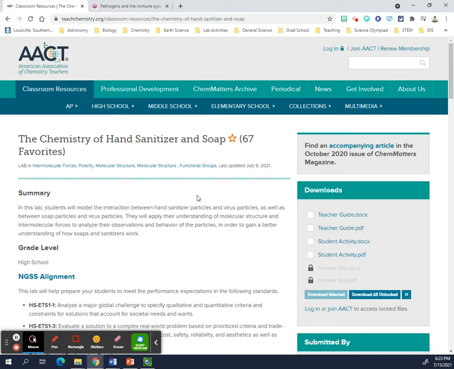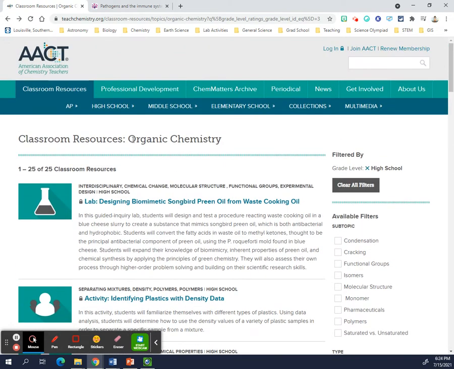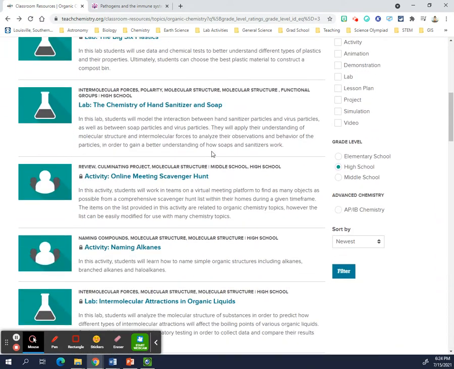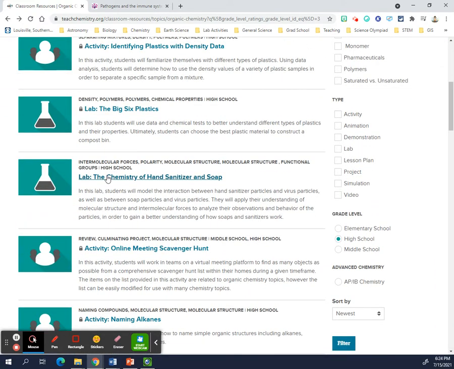Hi, so this is going to be laboratory one for me, and this is what I'm choosing to do, the chemistry of hand sanitizer and soap. This is from the American Association of Chemistry Teachers, and I found this specifically underneath organic chemistry for their classroom resources. They have a lot of really neat resources.